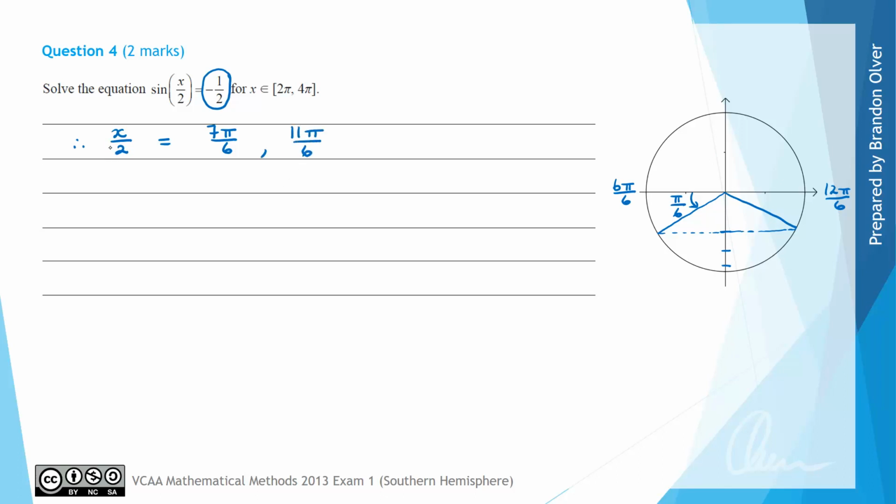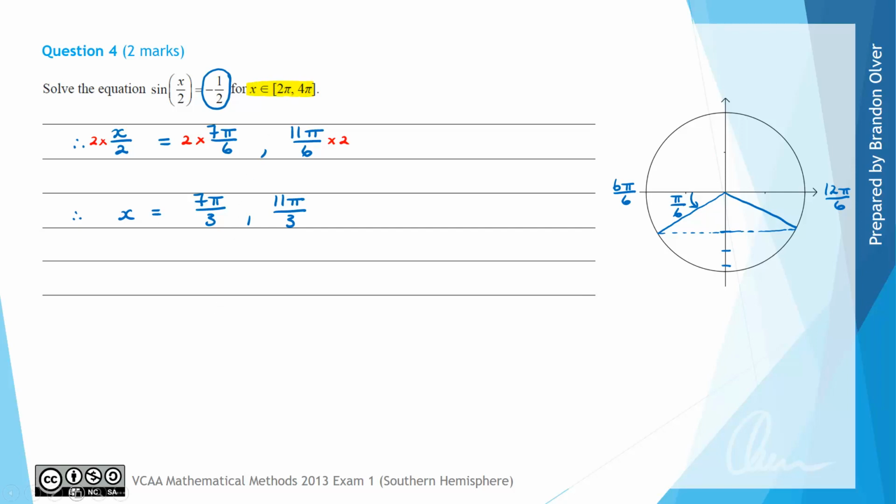Next we need to get x by itself, so we're going to multiply every single term by 2, and that will give x equals 7 pi on 3, or x equals 11 pi on 3. Now the thing with these sorts of questions is that we need to work out if we've got all solutions within the required domain.